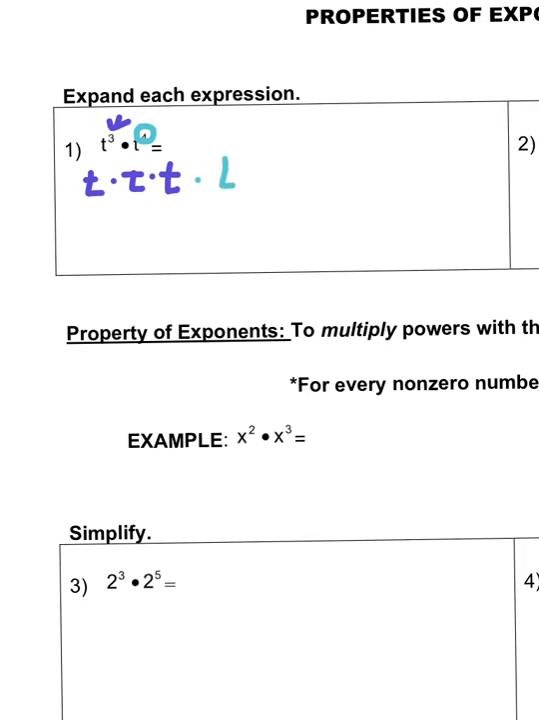So let's repeat this one with a base of t repeated 4 times. Now to simplify this again, we simply count the number of t's that we have. If the base is the same and it's being multiplied, we can make it into an exponent. So this would be t to the 7th power. Let's look at number 2.